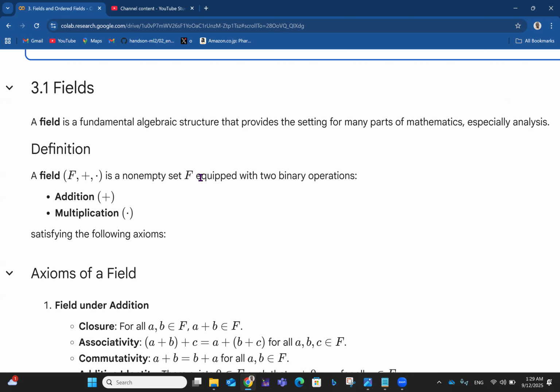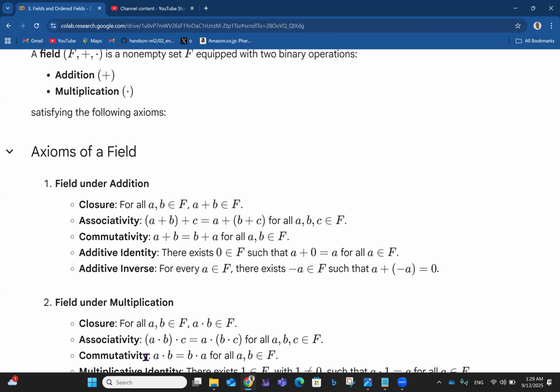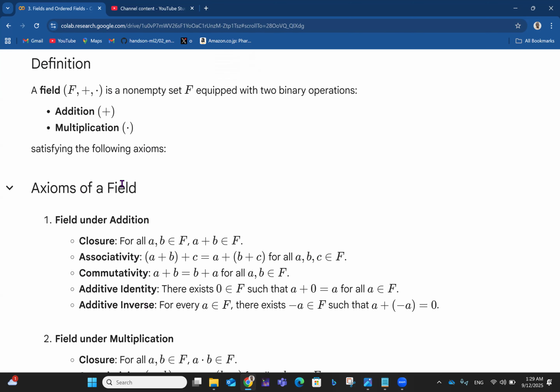So a field F, plus and dot, where dot is multiplication, is a non-empty set F equipped with two binary operations. The two binary operations are addition, that's the plus, and multiplication, that's the dot, satisfying the following axioms. So for it to be a field, it has to satisfy the following axioms. The axioms of a field.